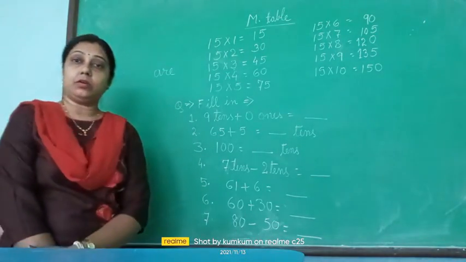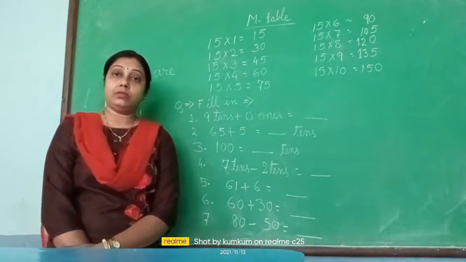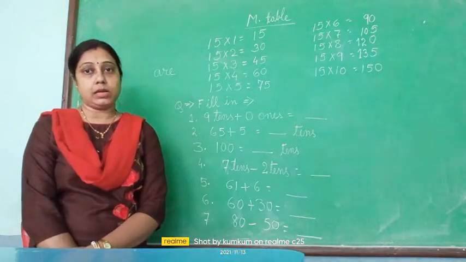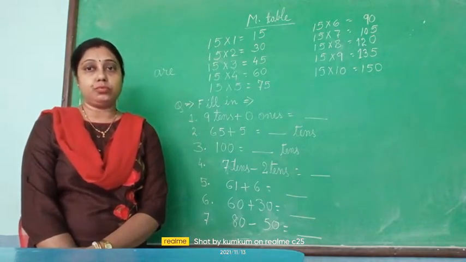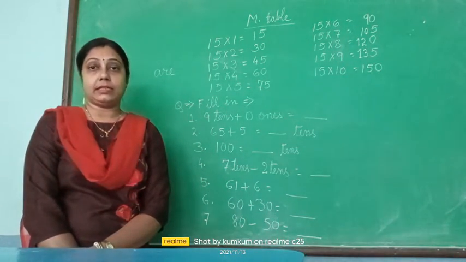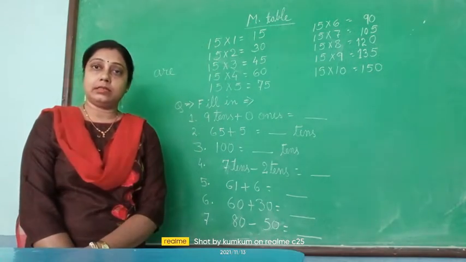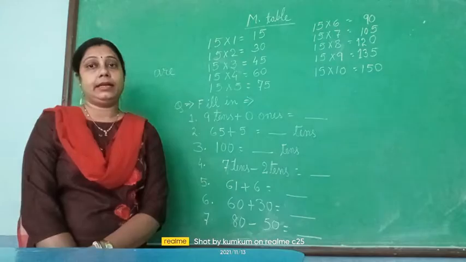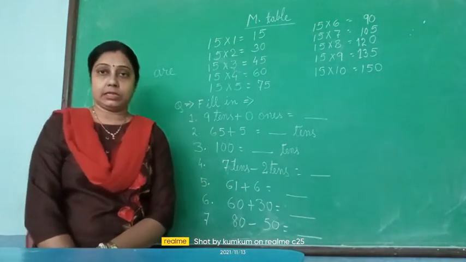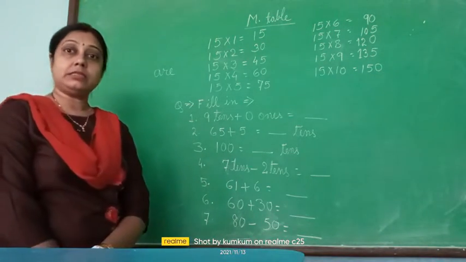Okay. So now the second part, filling. See, we have learned already tens and ones. We know that 1 ones equal to 1, 2 ones equal to 2, 3 ones equal to 3, like this, 9 ones equal to 9. When I tell 10 ones, it becomes 10. 10 ones become 10. And 10 means 10.